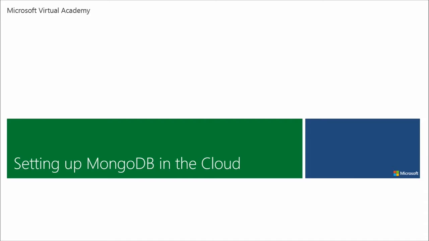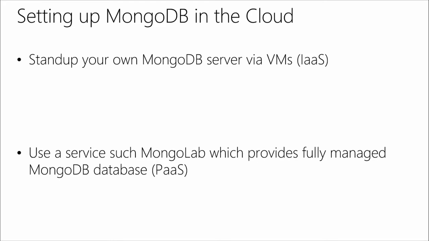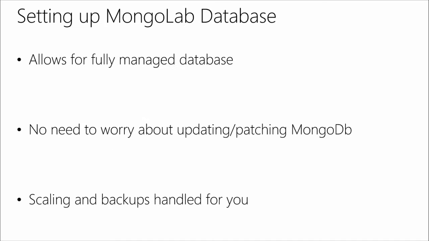Okay, so setting up MongoDB in the cloud. What we'll do is stand up a MongoDB server. The options that you have in the cloud are to stand up your MongoDB server via VMs. There are other technologies such as Docker that you can research. That works on any cloud provider. Azure also has a fully managed database option, which is MongoLab, and it provides MongoDB as a service, PaaS or DBaaS, database as a service.